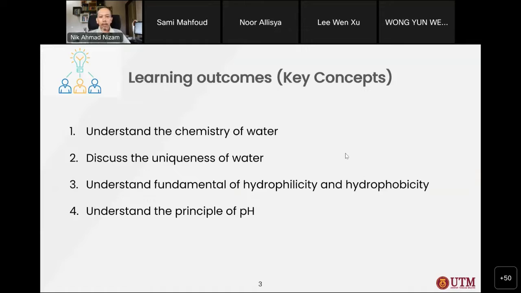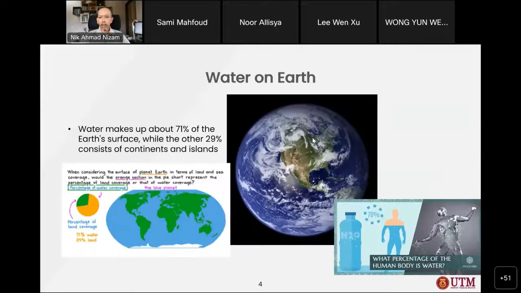The learning outcomes or key concepts of chapter 1 are that, first, you will understand the chemistry of water. Second, you can discuss the uniqueness of water, and you will understand the fundamentals of hydrophilicity and hydrophobicity, hydrophilic or hydrophobic. And finally, you can understand the principle of pH. Okay, we go to the next.